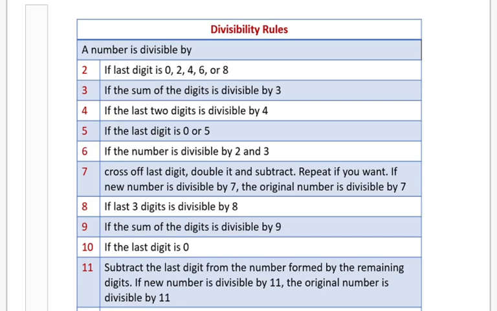Next, for the 3, a number is divisible by 3 if the sum of the digits is divisible by 3. Now the condition is what? If the sum of the digits is divisible by 3. Now we have to check the sum of digits. For an example, 345. Now we have to check if 345 is divisible by 3 or not.